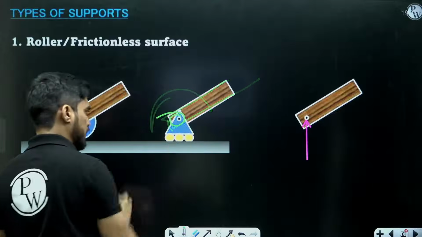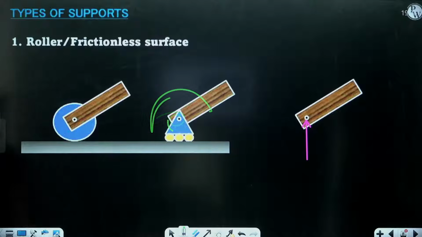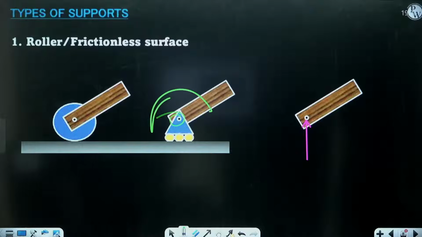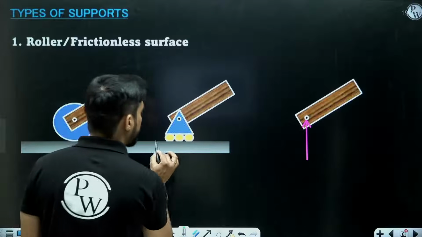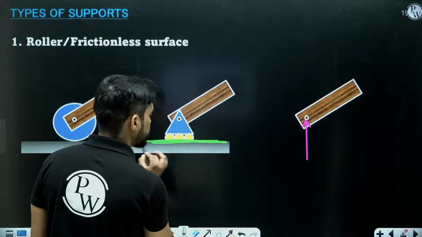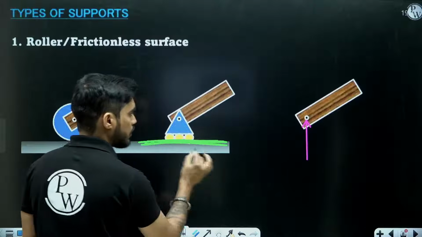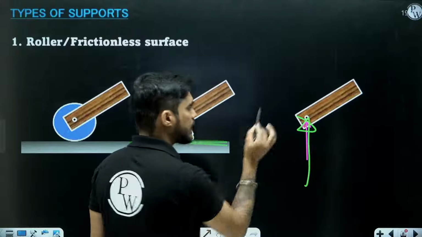Can you see this pin here? So right now the body can freely rotate. So I will not get any couple as a reaction. Okay, so there is only one force, a single force acting perpendicular to this surface. This surface is horizontal. So I am getting a vertical reaction.